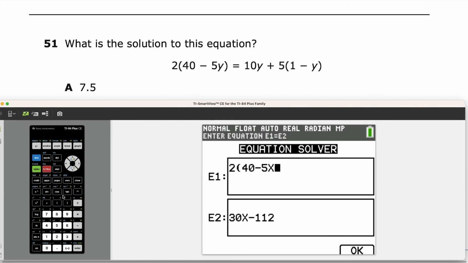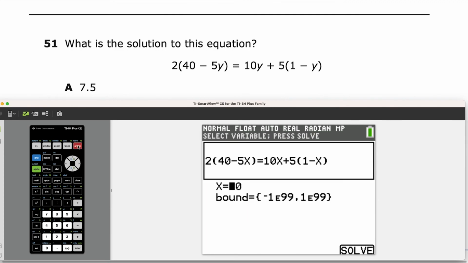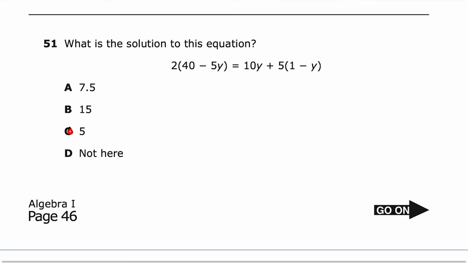The calculator, well, it doesn't matter which variable you use. It's just we're going to have to say y equals when we're all done. So on the right side, we have 10y, so we're going to put x, and then plus 5 times, we have 1 minus y, but once again, we're going to put x. Close the parentheses, we press graph, and then we could solve this here and just press graph to solve it. And we have a solution of x equals 5. So choice C would be our answer.